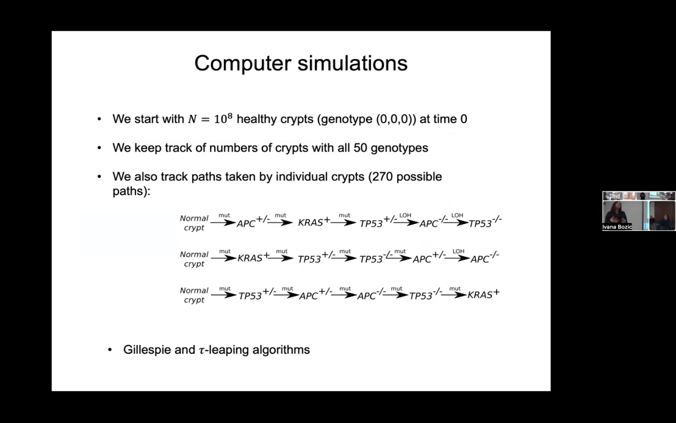We study the model in 2 ways. The first way is through computer simulations. We start at age 0 with 10 to the 8 healthy crypts, so we can neglect the development. And we track the numbers of crypts with all 50 genotypes, as well as paths that are taken by individual crypts. And there are 270 possible paths. We use both Gillespie and tau leaping algorithms, Gillespie, which is exact, and tau leaping, which is faster, but still very similar.